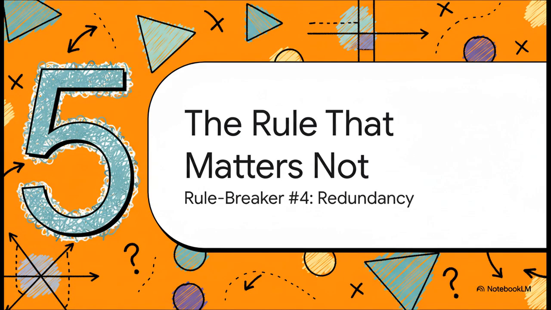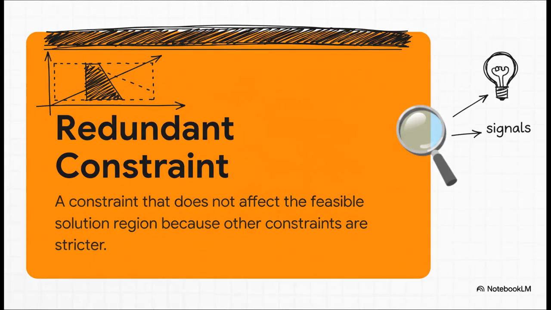Our final rule breaker is the most subtle of the bunch. It's not about having too many answers or no answers. It's about having a rule that does absolutely nothing. This is redundancy. A redundant constraint is just a rule that's already covered by another, stricter rule. Imagine you have a constraint that says x must be less than 10, and then you have another one that says x must be less than 12. Well, if you're already staying below 10, you're automatically below 12. That second rule doesn't add any new information and has zero impact on your final answer.